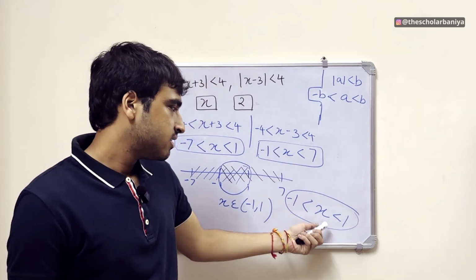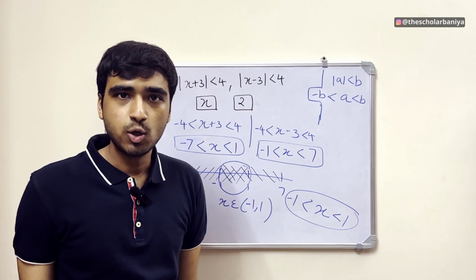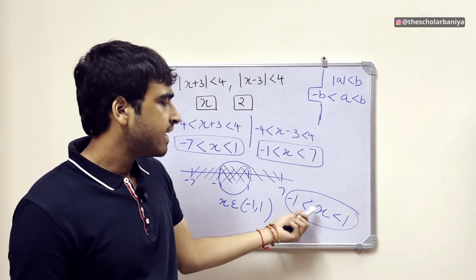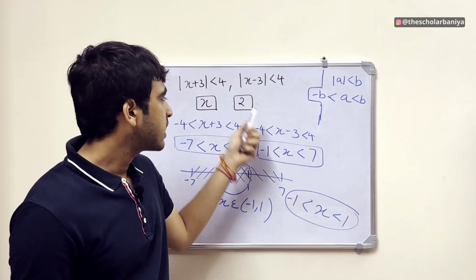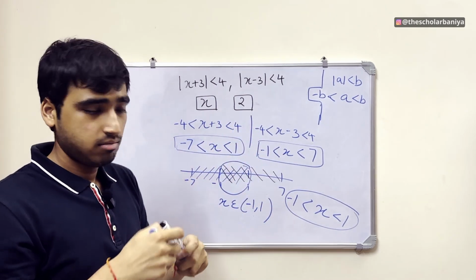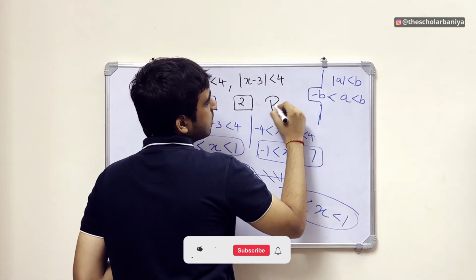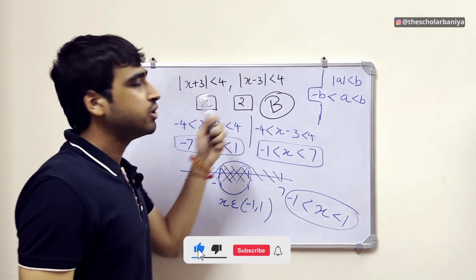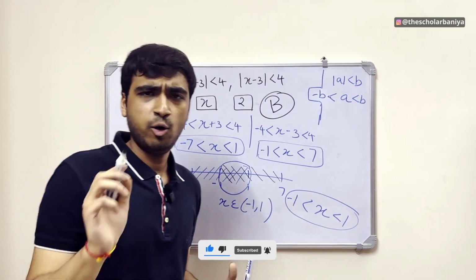So in either case, any value of x you take, it will always be less than 2, right? You take any value of x between -1 and 1, the value of x will always be less than 2. That means 2 will always be greater. So your answer becomes B, because 2 is always greater for any value of x you take between -1 and 1. I hope this is clear.